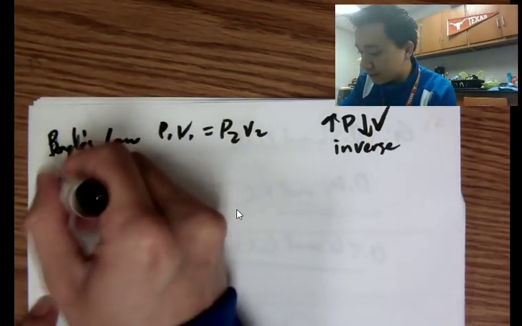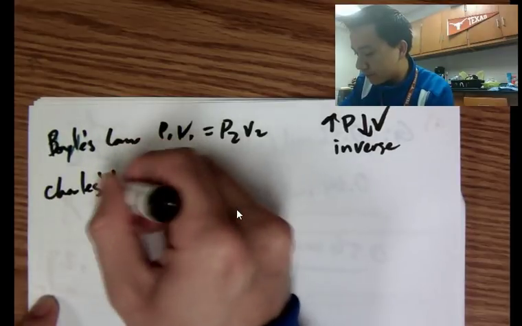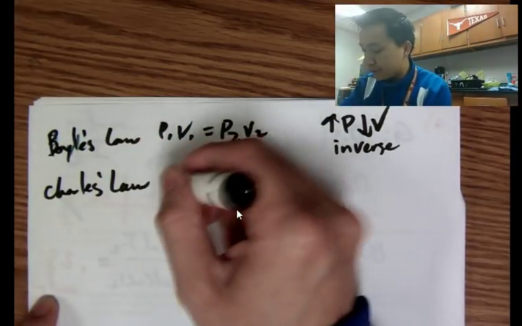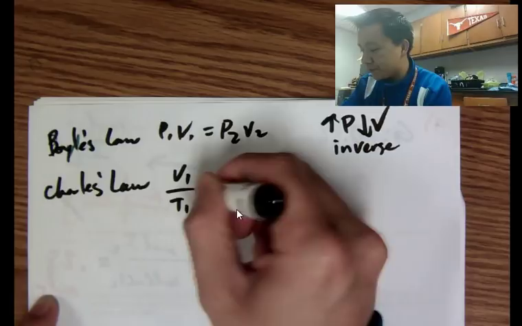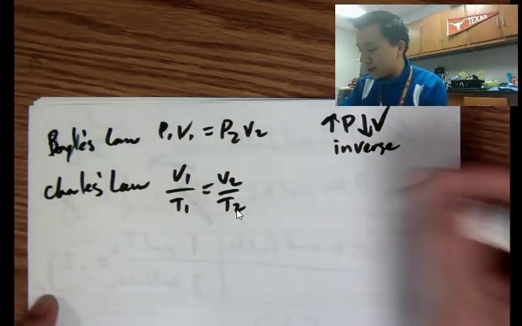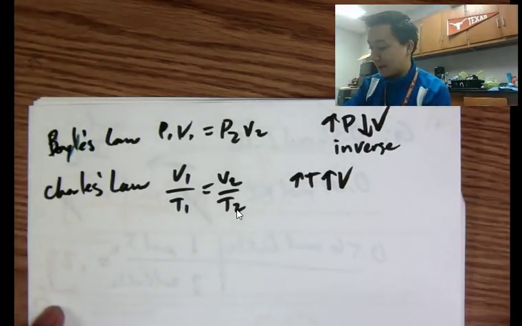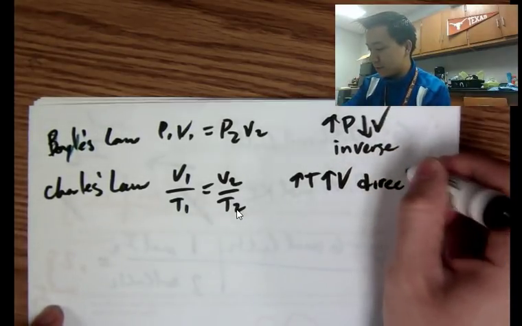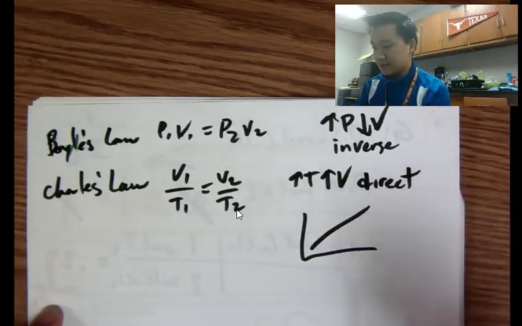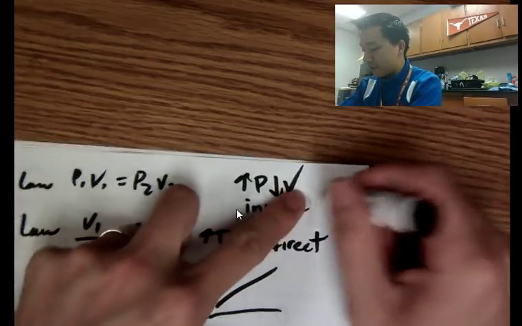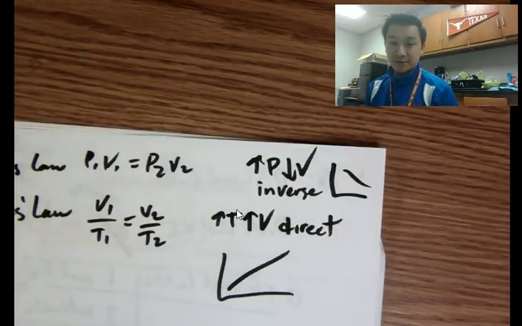And then Charles' law talks about temperature and volume. V1 over T1 equals V2 over T2. When temperature goes up, volume also goes up. This is a direct relationship, because if you have a graph, it goes like that. And Boyle's law, if you have a graph, it goes like this, downward.